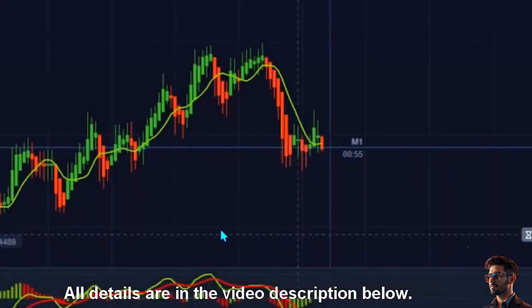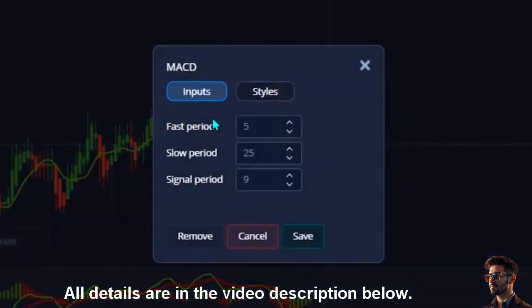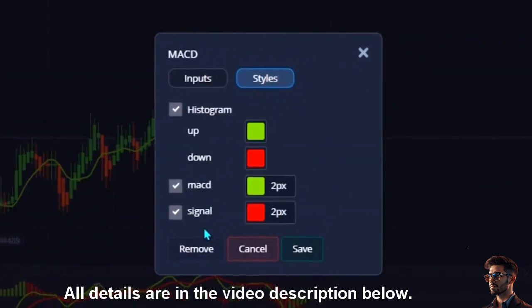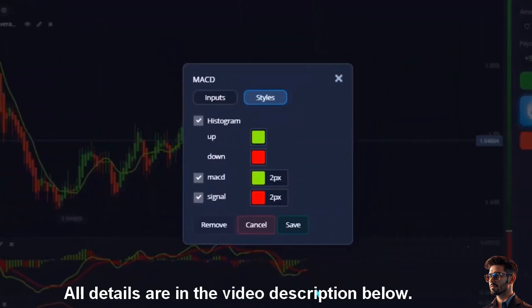So my second indicator is MACD with a fast period of 5, the slow period is 25, while the signal period is 9. On the styles, I only take my MACD and signal line to be 2 pixels. That's pretty much it. When you're done, you hit save.